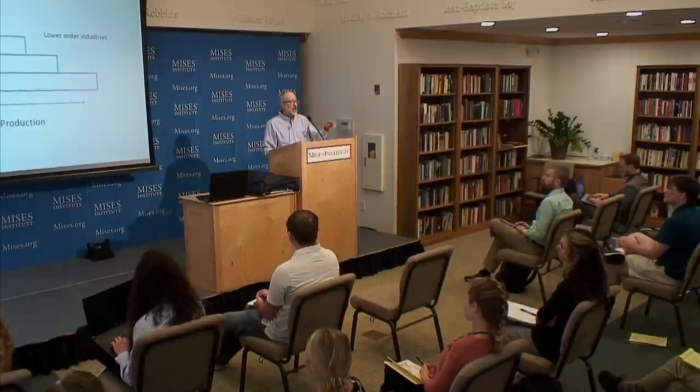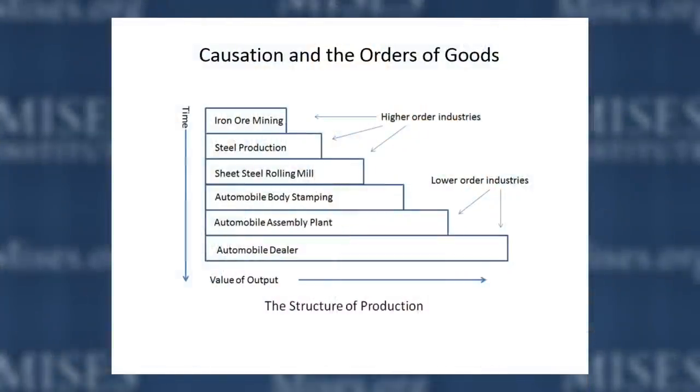So Menger also wanted to talk about not just consumer goods, but also goods that go into producing consumer goods, which are the higher order goods or capital goods. So he talked about orders of goods. The higher order goods are goods that are further away from consumers. What he did was to show that the iron ore, for example, plus labor causes the production of steel, and steel plus labor causes the production of various shapes of steel, and so on.